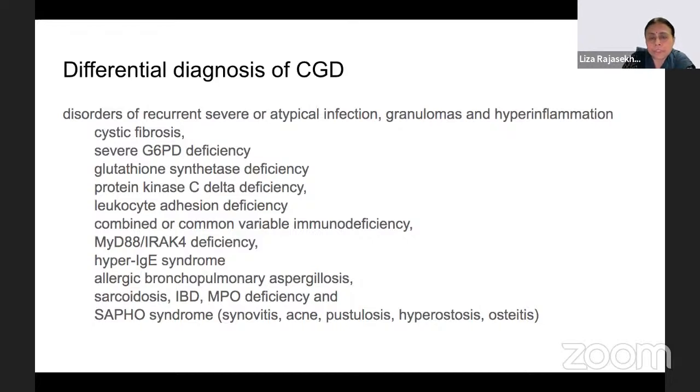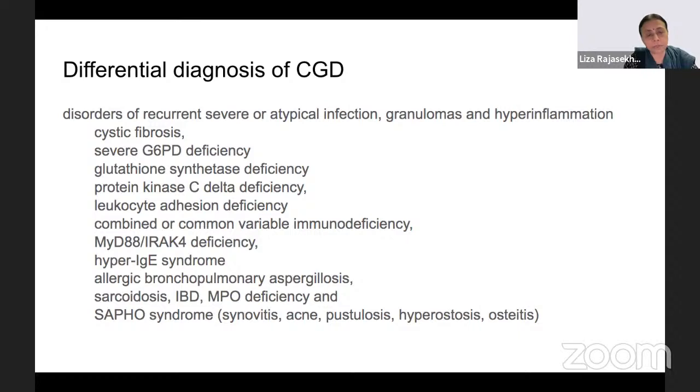And so the differential diagnosis of CGD is actually quite large, and it could even resemble cystic fibrosis. It's very interesting that along with NADPH oxidase, the G6PD molecule also helps in the function of NADPH oxidase. So a severe G6PD deficiency can produce a picture very similar to CGD, and you could have granulomas and infections in other diseases which are listed here.